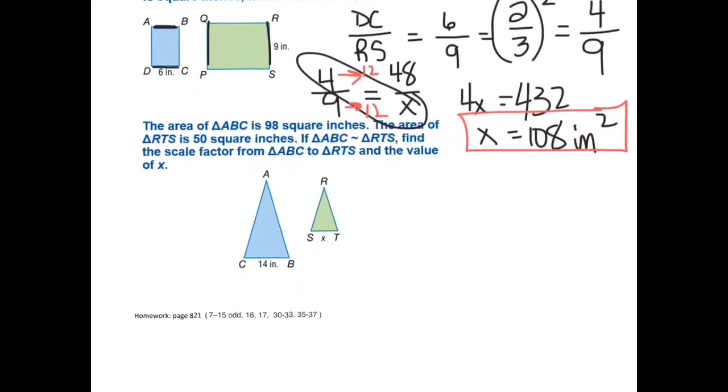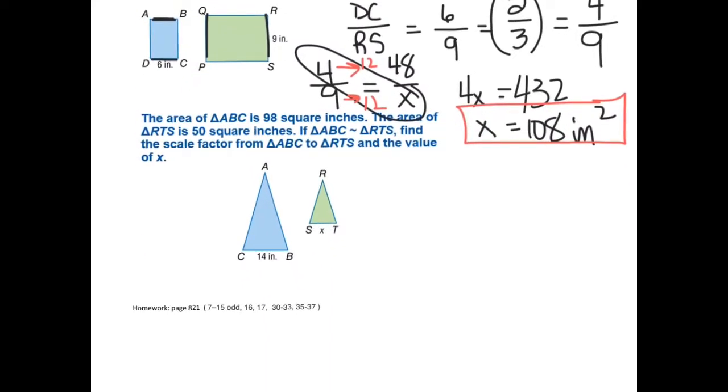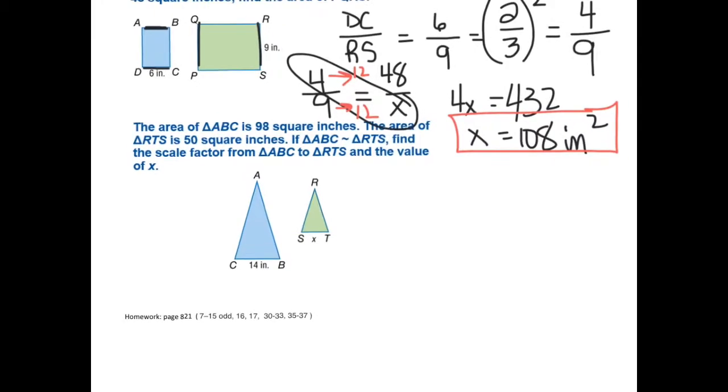So our next example, and there really are only two examples for this one. Our next example says that the area of triangle ABC is 98 inches squared. And the area of triangle RTS is 50. It's saying that both shapes are similar. Triangle ABC is similar to triangle RTS. We have to find the scale factor from triangle ABC to triangle RTS.